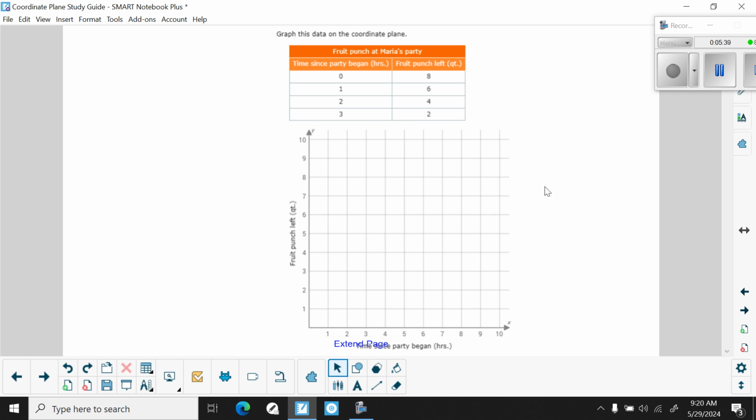Graph the data on the coordinate plane. So when time since the party began is on the x-axis, fruit punch left is on the y-axis. So when the time is 0, you have 8 quarts of fruit punch left. After 1 hour, you have 6 quarts. After 2 hours, you have 4 quarts. And after 3 hours, you have 2 quarts. So those are the points you would plot.